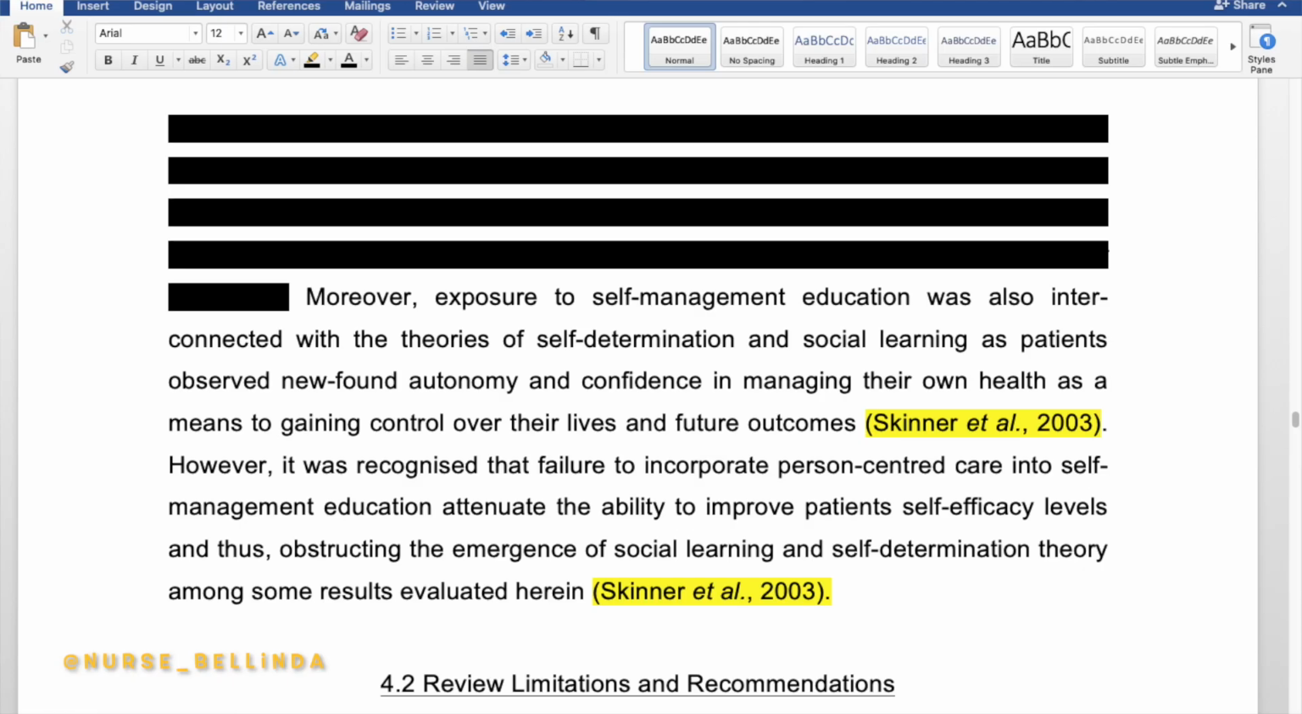So it starts like this: moreover. First things first, moreover is used for adding additional information, the same as if you would say in addition to, okay? So this is clearly me adding more information to what I initially said before. It says, moreover, exposure to self-management education was also interconnected with the theories of self-determination and social learning, as patients observed newfound autonomy and confidence in managing their own health as a means to gaining control over their lives and future outcomes. This is Skinner in 2003.